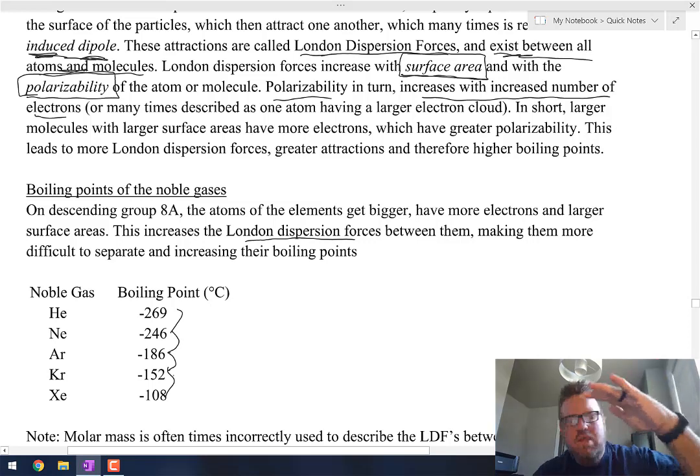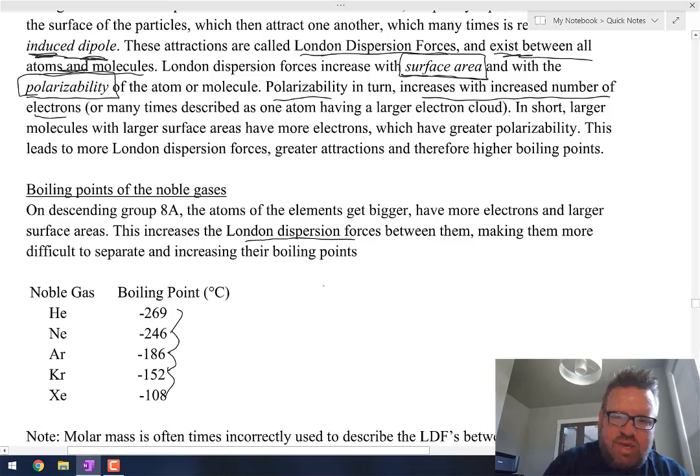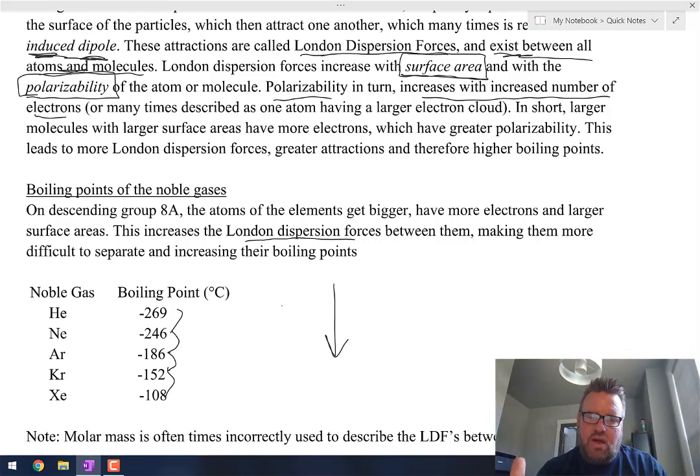You're almost starting at negative 273 Celsius, almost at absolute zero, with helium. But then the boiling point: as you go down the periodic table with those noble gases, the boiling points increase because, and this is how you would say it on a test, xenon has a higher boiling point than the other noble gases because xenon has a larger electron cloud, which is therefore more polarizable and has therefore stronger London dispersion forces between its particles.